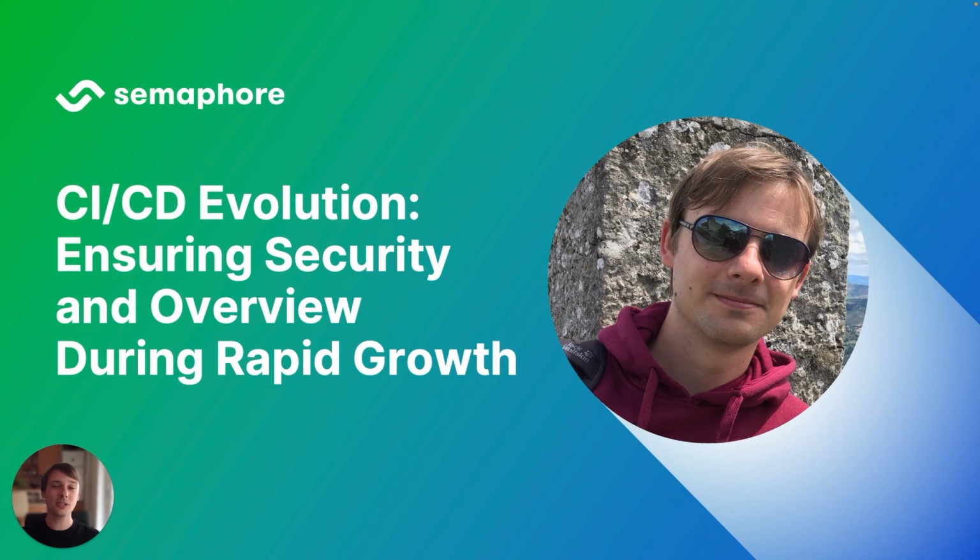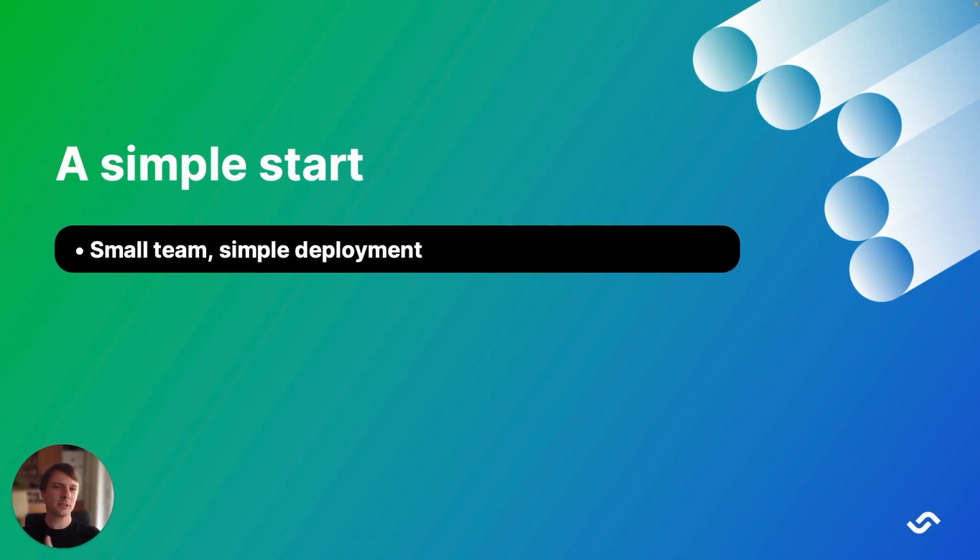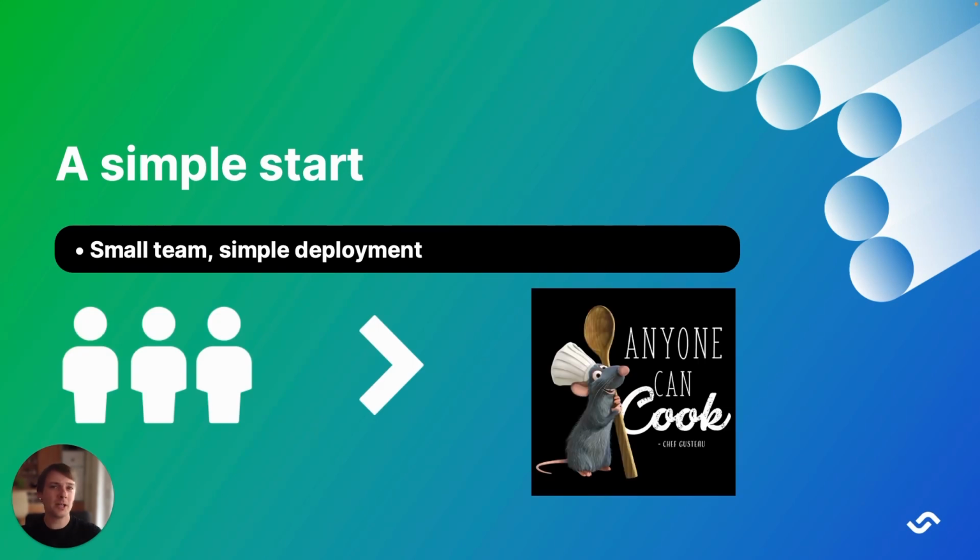Today I will be talking about CI/CD evolution, ensuring security and overview during rapid growth. Basically, this talk is going to be about what happens when a small team scales up and the need for security and overview of all of your deployments kind of just pops out. So, usually we have a very simple start. We have a small team, we have a simple deployment process, and everybody has access to everything.